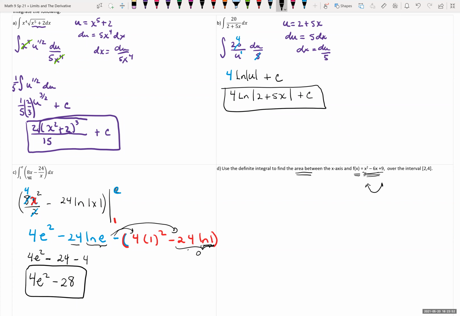If I factor this, notice that f of x can be rewritten as 2 numbers that multiply to 9 and add to -6, which is -3, -3. So x minus 3 quantity squared. This is in vertex form, and my vertex here is at 3, 0. So this is touching the x-axis right here at 3. And we're going from 2 to 4. So we're trying to find this area in here on this side of the vertex and on this side of the vertex.